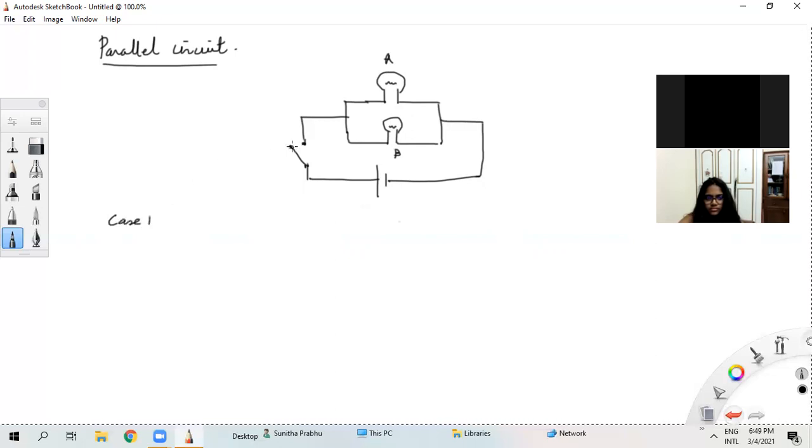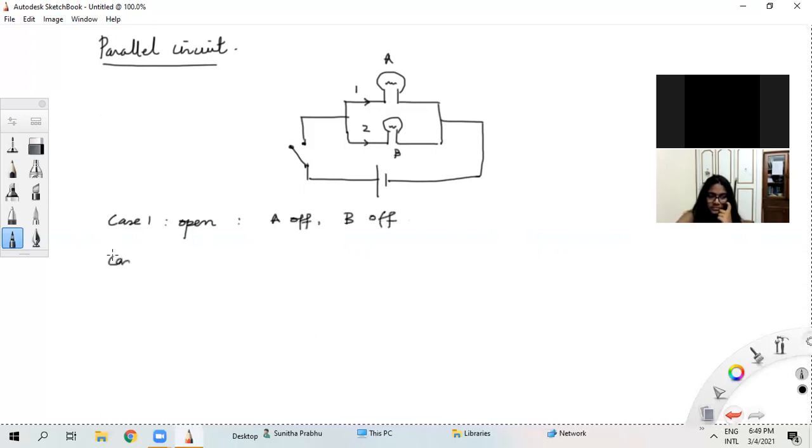Case one: if the key is open, that means current is not going to pass through the circuit. It will not flow through path number one, neither will it flow through path number two, because if it is open, both A and B are going to be off. Correct? Yes, sir. A off, B also off.